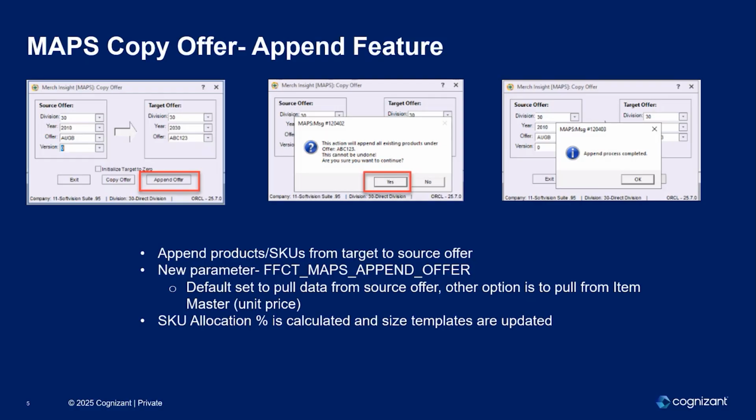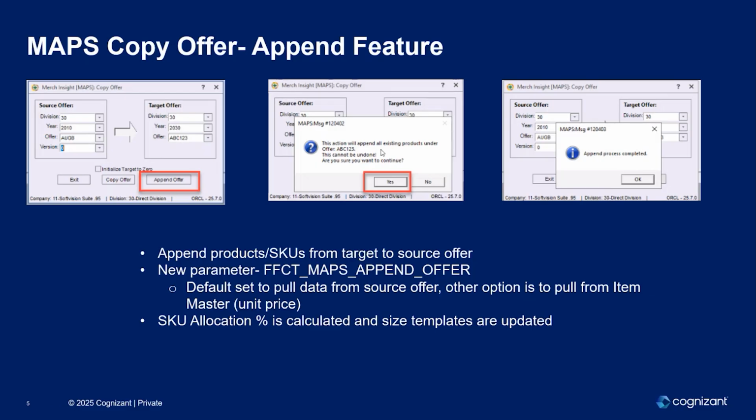So what we've now added is what we call our append feature. What this functionality will now allow you to do, it's still the same source offer to target offer, but in the scenario where you already have products and SKUs loaded to that target offer, what the append functionality is going to do is take whatever is in the source offer and overlay it onto the target offer. So it's not going to overwrite and remove any products and SKUs that previously exist.